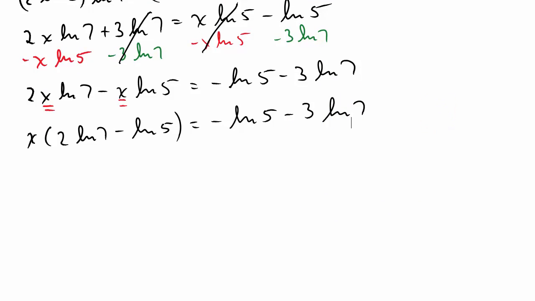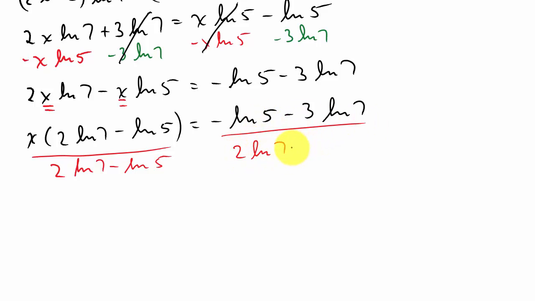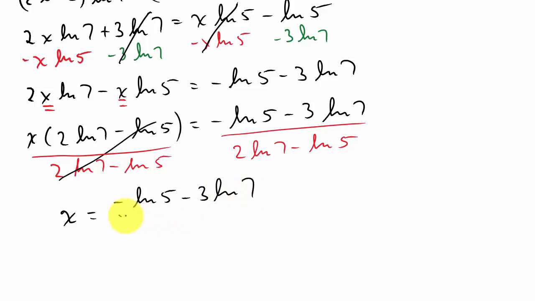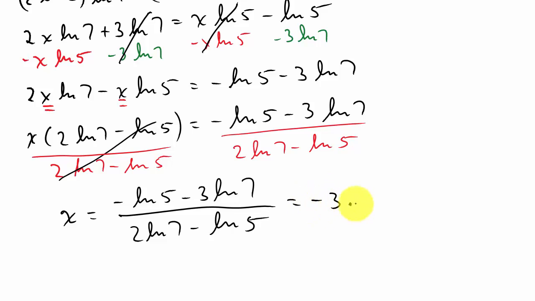Alright, so then to get x by itself, I'll divide both sides by 2 natural log 7 minus natural log 5. So 2 natural log 7 minus natural log 5. And we can see those cancel. So I'm left with x equals negative natural log 5 minus 3 natural log 7 over 2 natural log 7 minus natural log 5. And put that into your calculator. That gives us negative 3.2629.